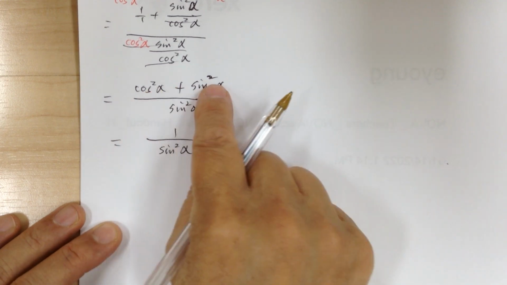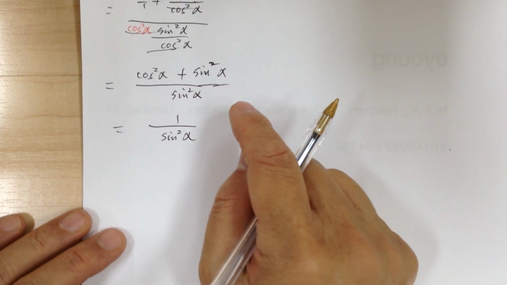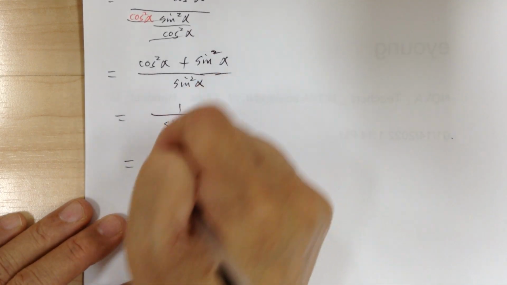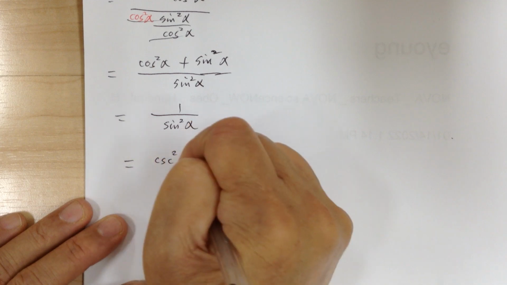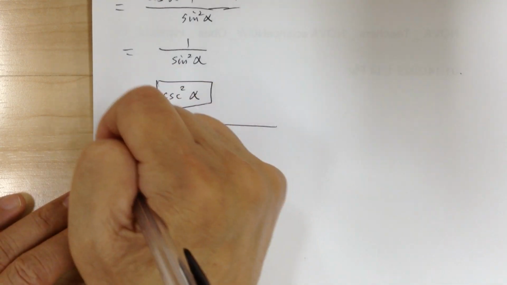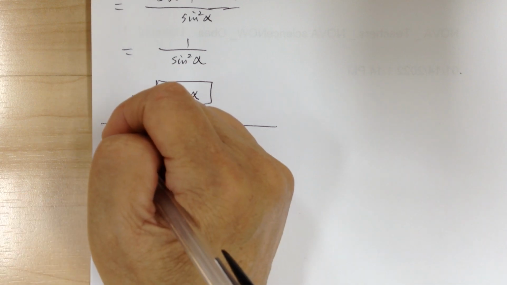Okay, so sine square plus cosine square equal to 1. And then 1 over sine equal to cosecant, and so squared you get cosecant square alpha. Okay, number 15.